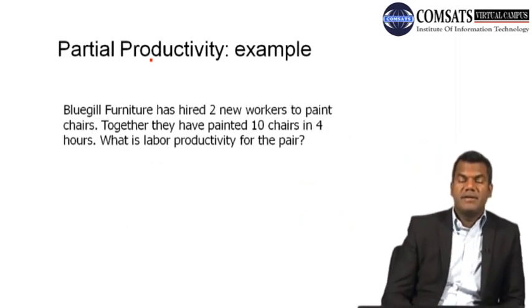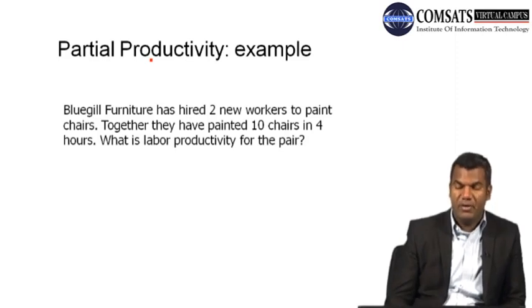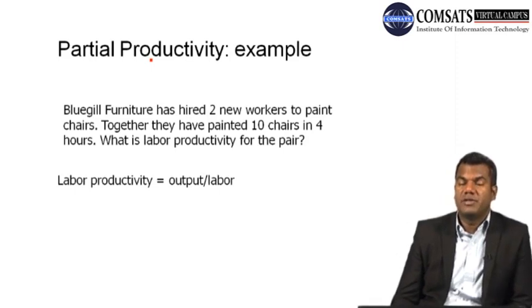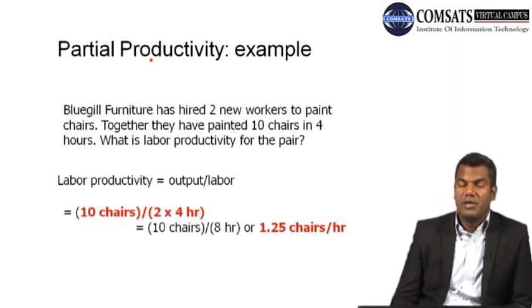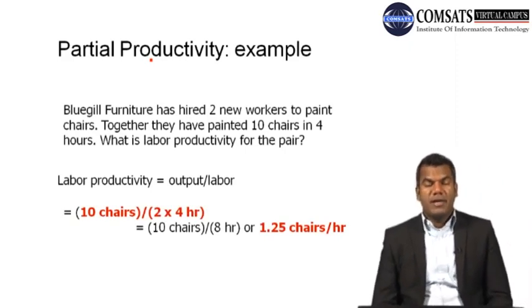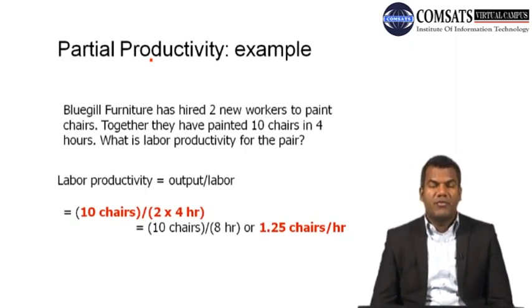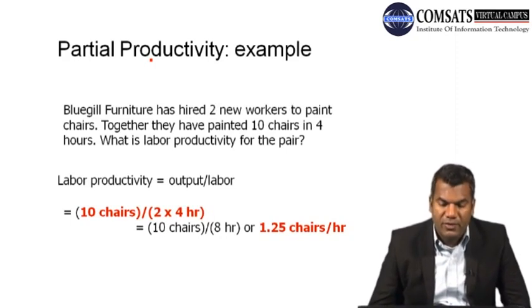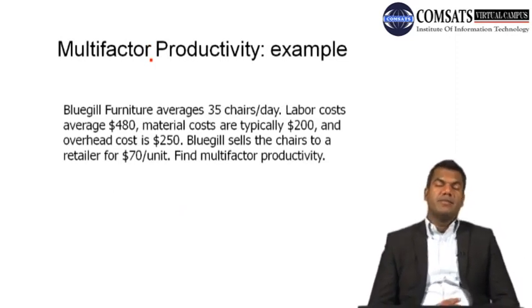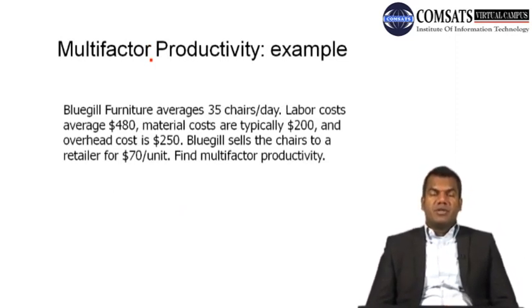Okay. Second is that Bluegill Furniture has hired two more new workers to paint the chairs. Together they have painted 10 chairs in 4 hours. What is the labor productivity for this pair? How do you do it? What is labor productivity? It is basically output divided by your labor. So what is your output? 10 chairs. What is your labor? That is 2 multiplied by 4 hours. And what is your answer? 1.25 chairs per hour.